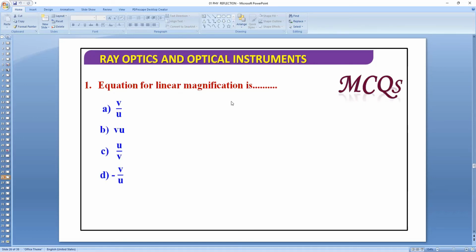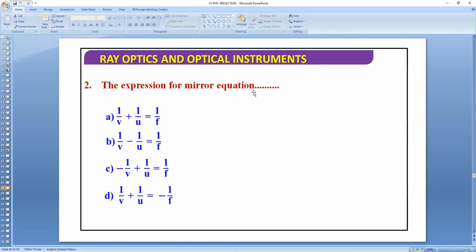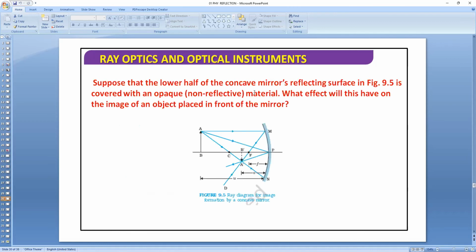There are questions for you. The equation of linear magnification is: option A, V by U; option B, VU; option C, U by V; option D, minus V by U. The right answer is minus V by U. The expression for the mirror equation: option A, 1 by V plus 1 by U is equal to 1 by F; 1 by V minus 1 by U is equal to 1 by F; minus 1 by V plus 1 by U is equal to 1 by F; 1 by V plus 1 by U is equal to minus 1 by F. The right answer is 1 by V plus 1 by U is equal to 1 by F.